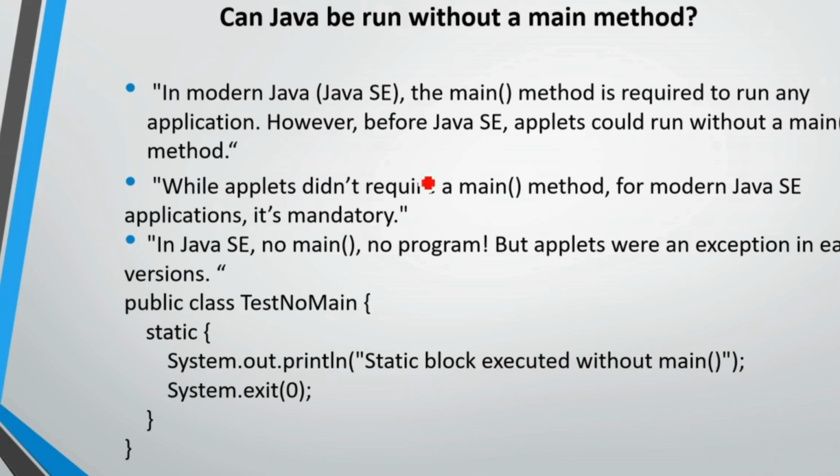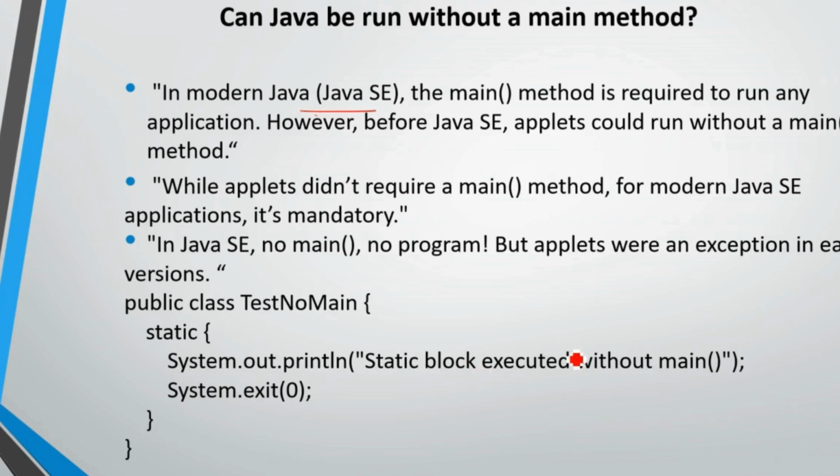So in modern Java, specifically Java SE, the main method is required, or it is essential. Every standard Java application must include a main method, which serves as the entry point of the program. It serves as the entry point for the particular program. Without it, the Java Virtual Machine (JVM) won't know where to start execution of your code. Okay, so that's the reason it is a must.